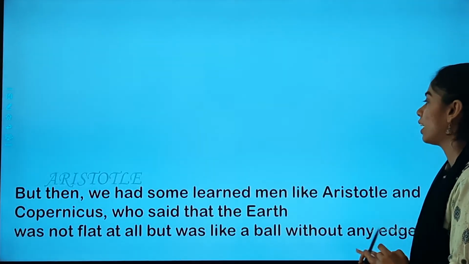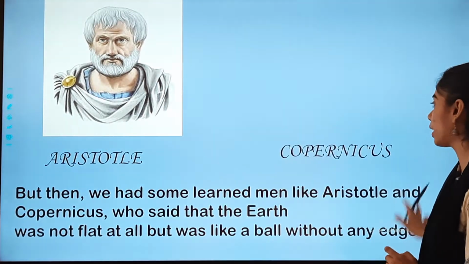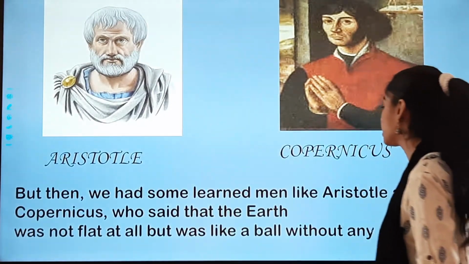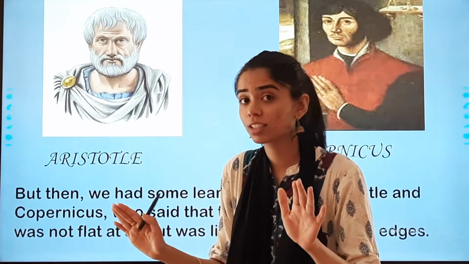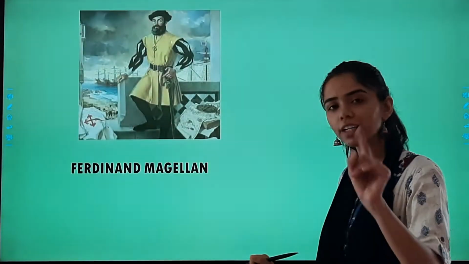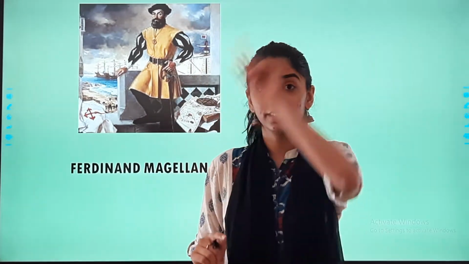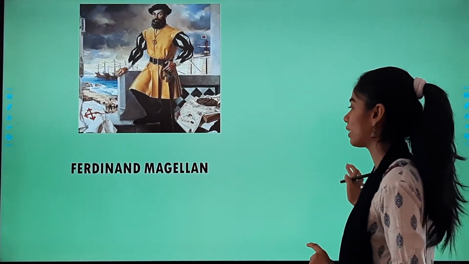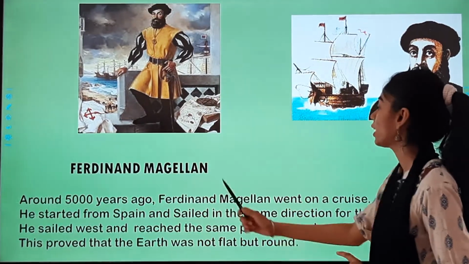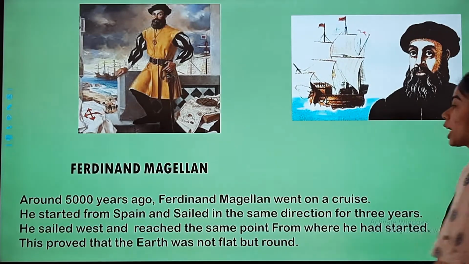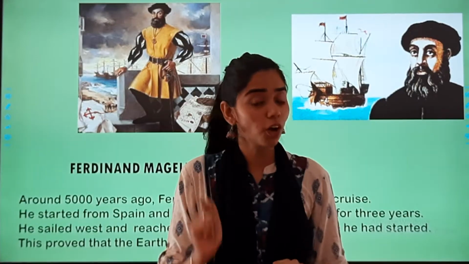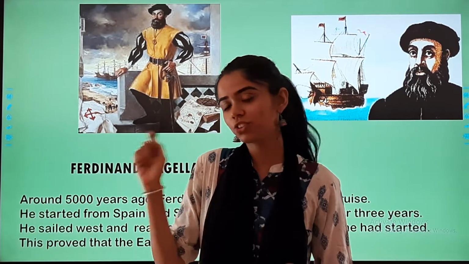Then we discussed that finally there were some learned men, who were they? Aristotle and Copernicus. What did they say? They said that the earth was not flat, but it was like a ball without any edges. But then who finally proved that the earth is not flat, it is round in shape? Ferdinand Magellan. He was the person who travelled 500 years ago. He started from Spain and sailed in the same direction for 3 years. And hence he proved that the earth is not flat, but it is actually round in shape.